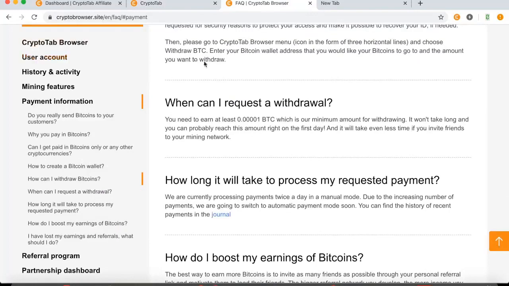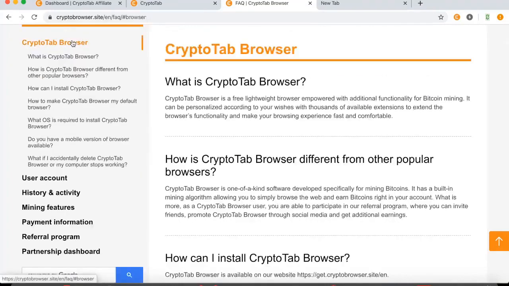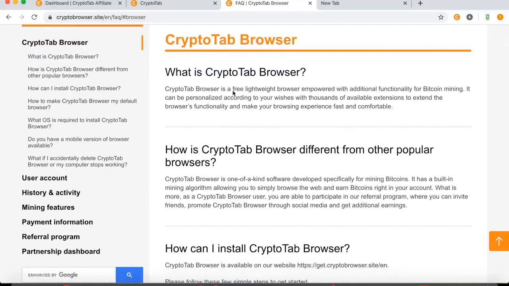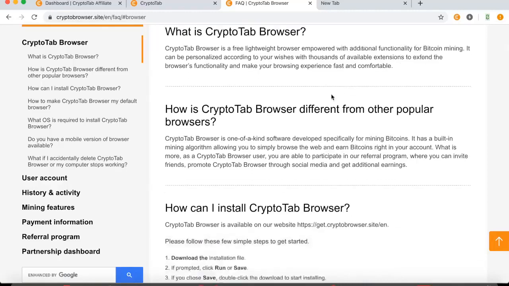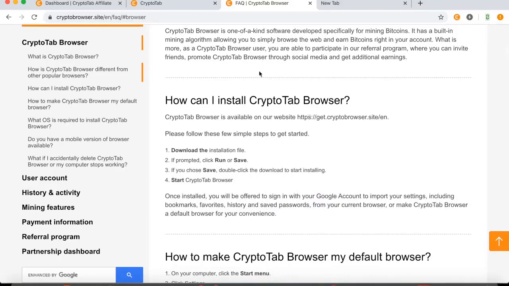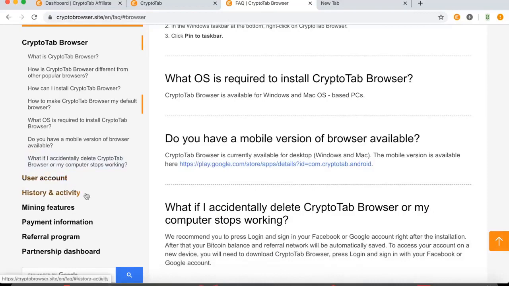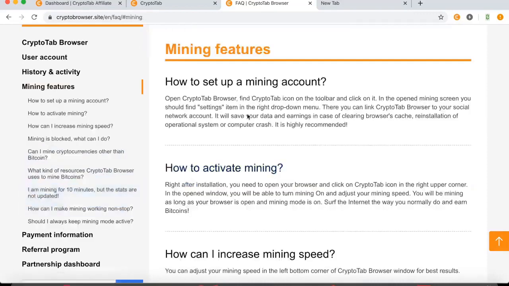Now I want to go through a couple of the frequently asked questions just to look at the ways you can maximize your earnings, and also just to answer any questions you may have about Cryptotab. So you can see right here, it says that the Cryptotab browser is a free lightweight browser that also has additional functionality for Bitcoin mining. And it's different from other popular browsers because it's specifically designed for mining Bitcoins. Now you can also look at these about how to make the browser the default so that you get more money. Now let's just go down to some mining features, and it says how to set up a mining account.